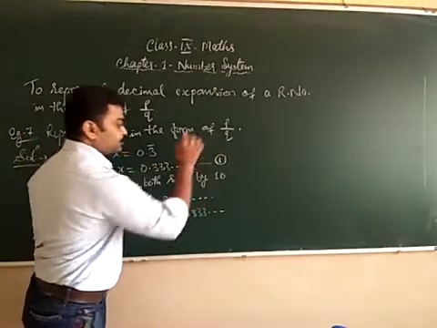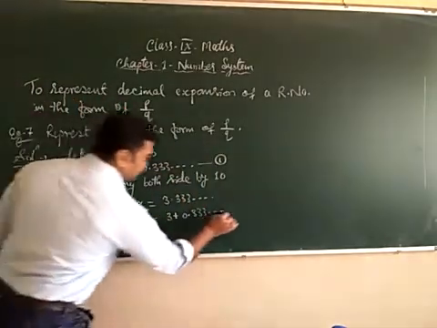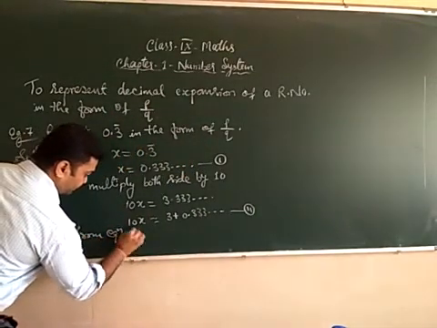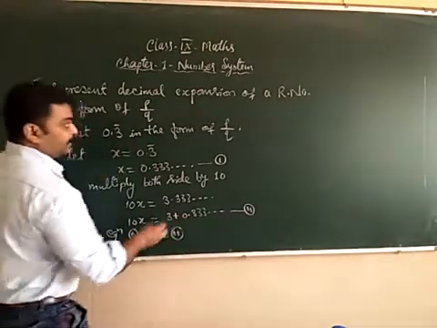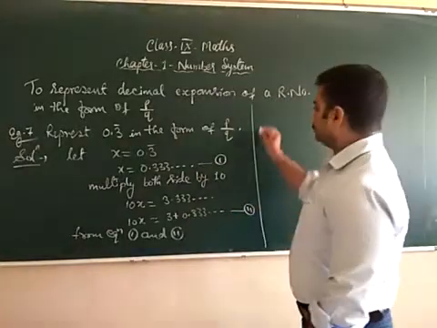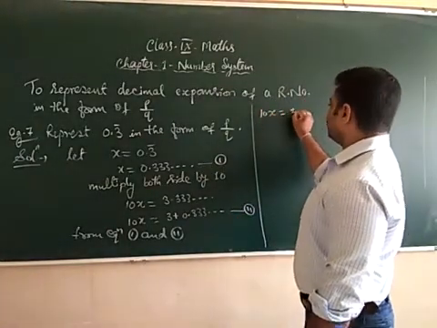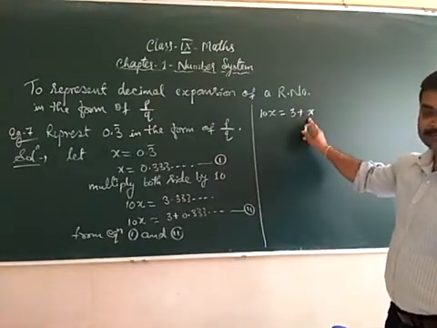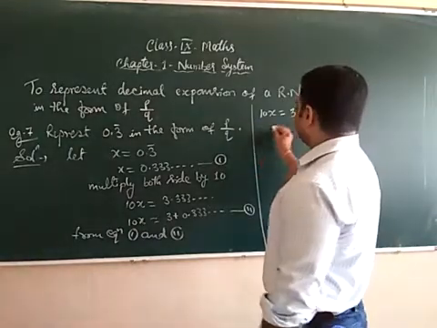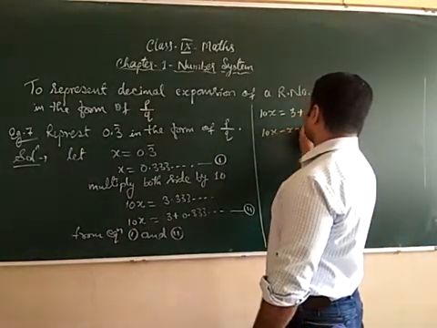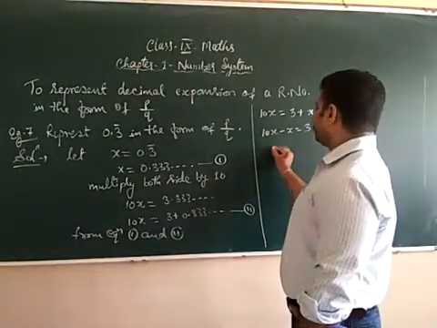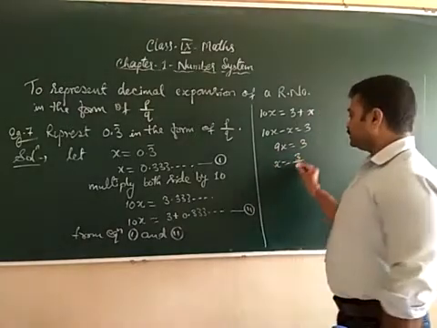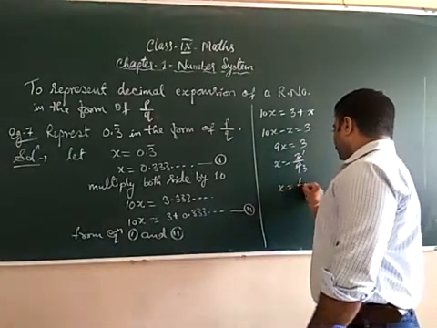Suppose it is equation number 1, and this is equation number 2. We can write from equation 1 and 2, 10x is equal to 3 plus x. Now after transposing, 10x minus x is equal to 3. Now 9x is equal to 3. So x is equal to 3 upon 9. 3 1s are 3, 3 2s are 9. x is equal to 1 upon 3.